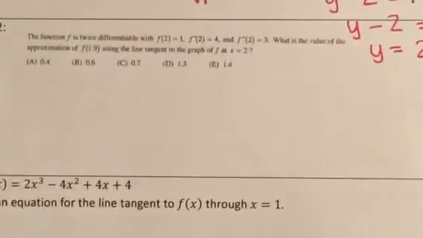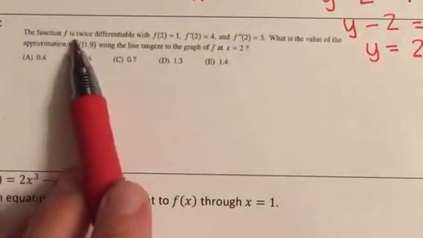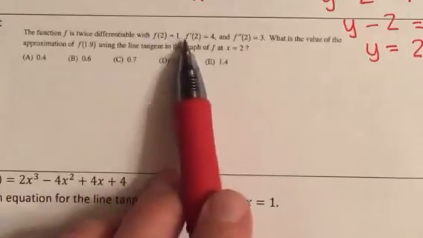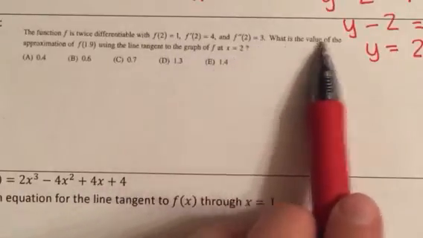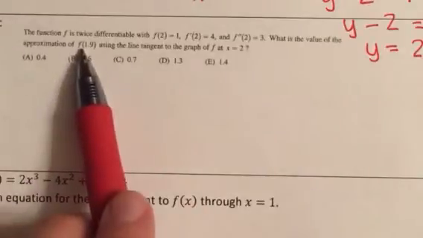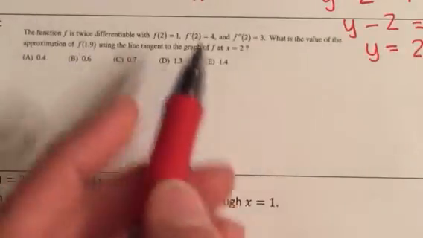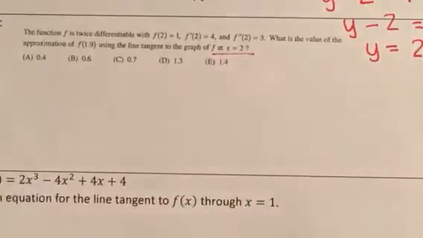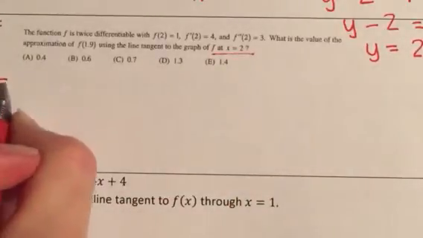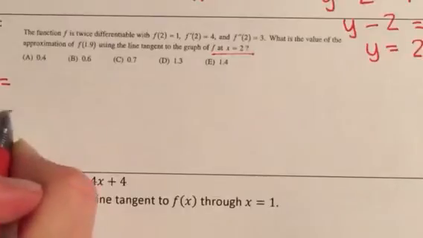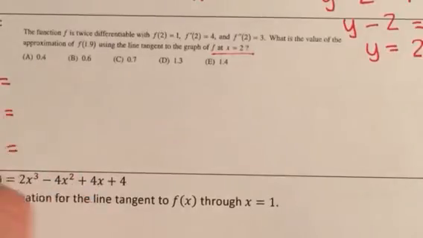Okay, next one. The function f is twice differentiable with f of 2 equals 1, f prime of 2 equals 4, and f double prime equals 3. What is the value of the approximation of f of 1.9 using the line tangent to the graph of f at x equals 2? So we want the equation of the tangent line to f at x equals 2, so we need an x1, a y1, and an m.